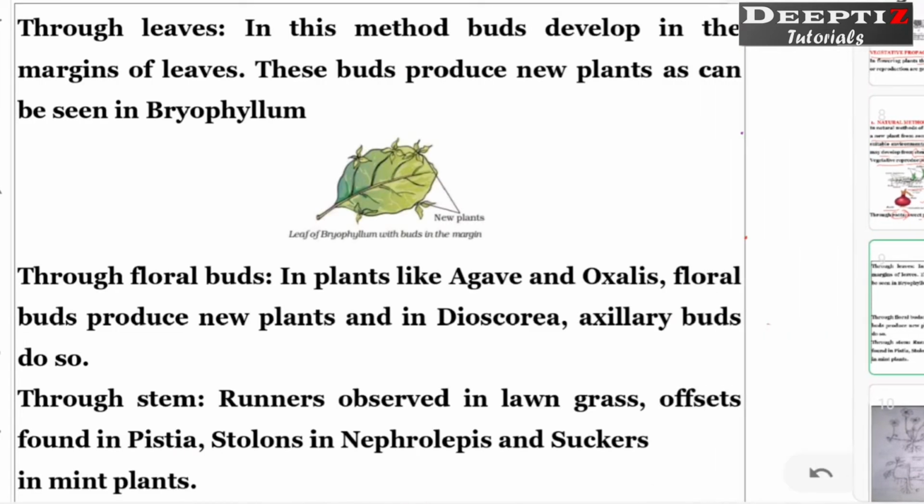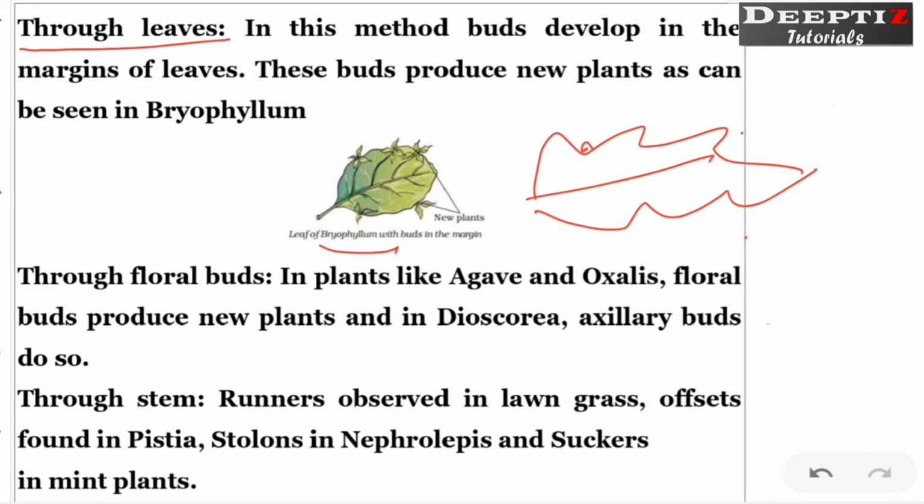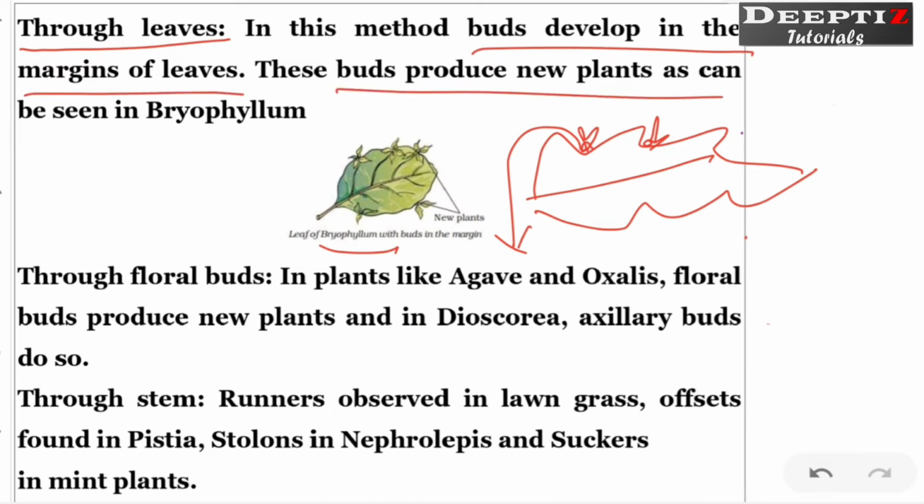Roots we have already seen, like dahlia and all. Through leaves, there is a plant called bryophyllum. See, if this is the leaf, at these edges new buds will form, and when the bud falls down, it will grow as a new complete plant. So buds develop in the margins of the leaf, which we call edges, and the buds produce new plants, as can be seen in bryophyllum. Give the name of a plant which reproduces through leaf. What is the example? Bryophyllum.